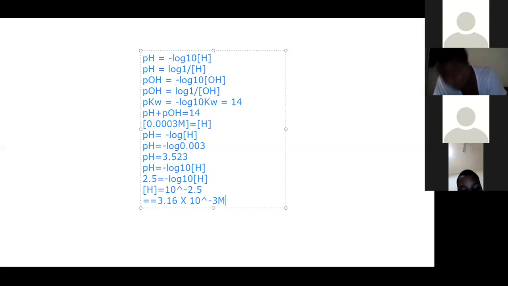Take Kw, which is the ionic product of water, to be 1.0 times 10 to the power minus 14 mole square dm minus 6. Start work.